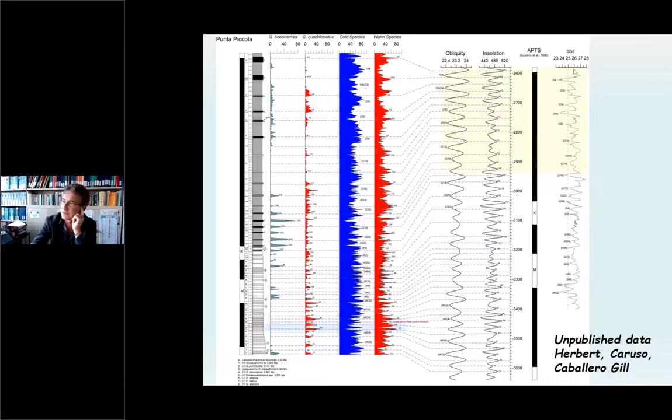And here we also obtain, with Timothy Herbert, paleotemperatures, and we have strong variations between 23 and 27 degrees temperatures. And the peaks of Globorotalia bolognensis correspond to the strongest peaks in sea surface temperature.